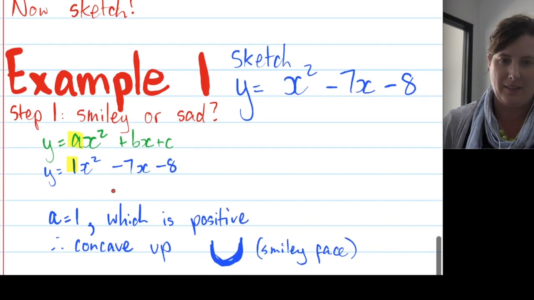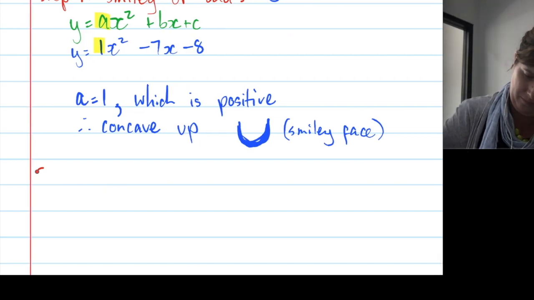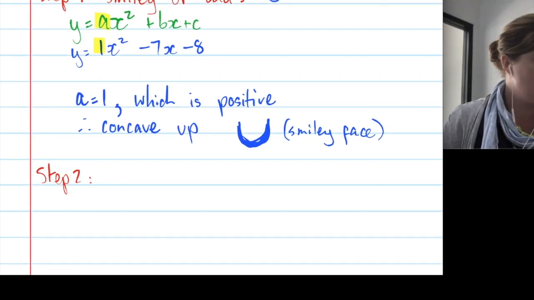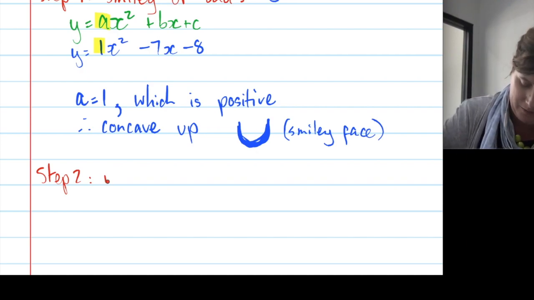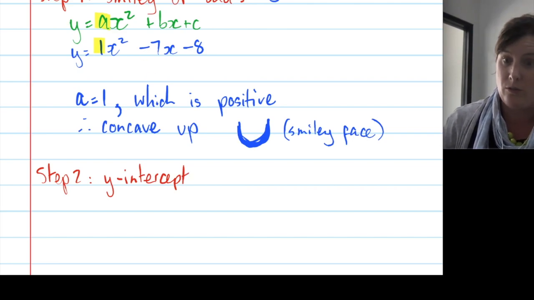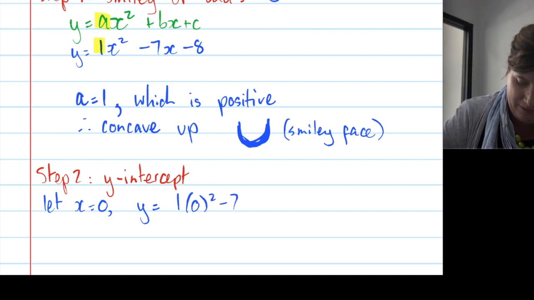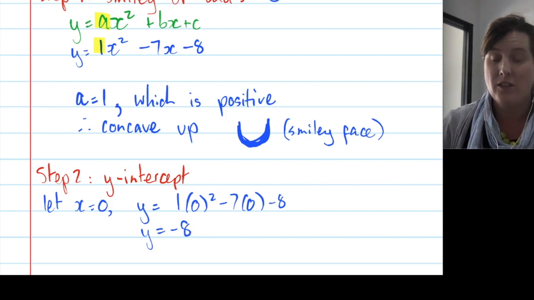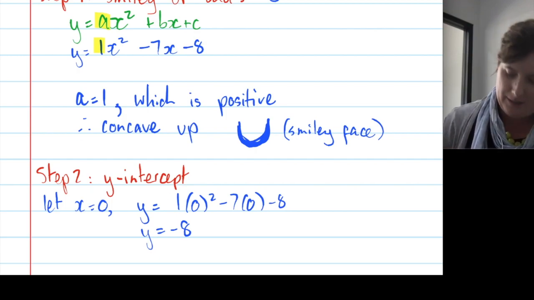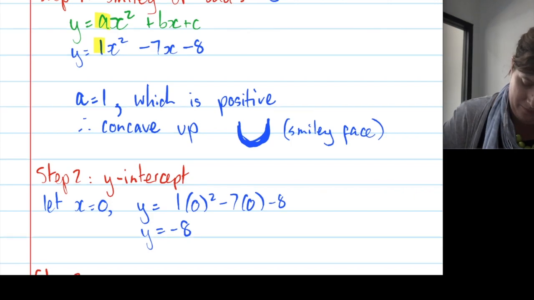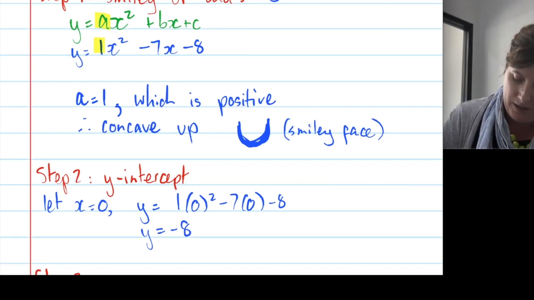Let's now have a look at step 2. Now, if you remember from step 2, it's to find the y-intercept. Now, this is fairly straightforward. It's just like with graphing straight lines. Let x equals 0, y equals 1 times 0 squared, take 7 times 0, take 8, so y equals negative 8. Okay, so we know that it's going to cross the y-axis fairly low down. And step 3, this is the most time-consuming one. Find the x-intercepts.